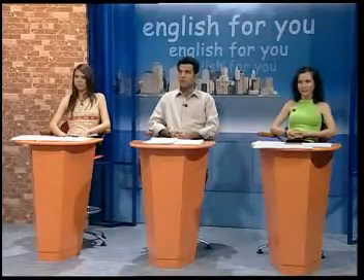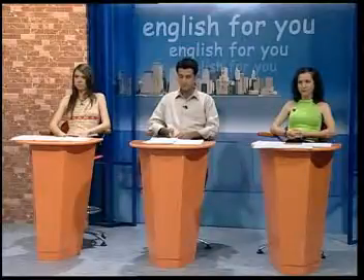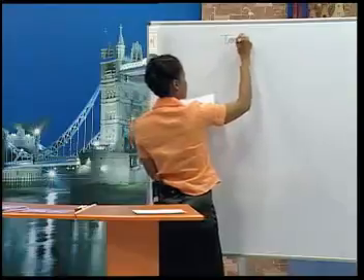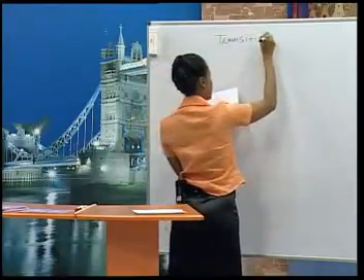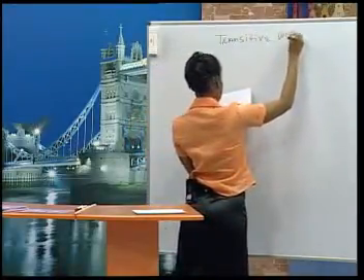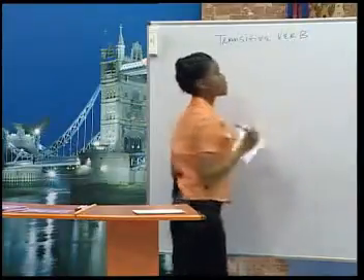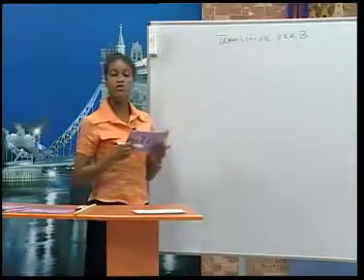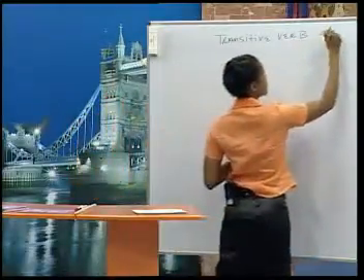Passives and objects and lots of information today. Okay, transitive verb. Okay, so the verb to read is a transitive verb because it usually has an object.